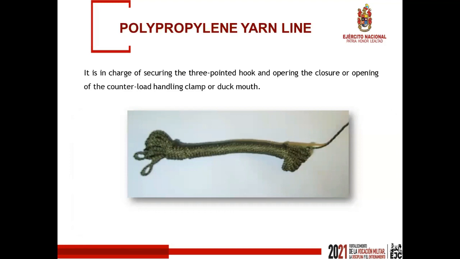Polypropylene jar line is in charge of securing the 3-pointed hook and operating the closure or opening of the counterload handling clamp or the duct mouth. It is made in nylon and cotton too.